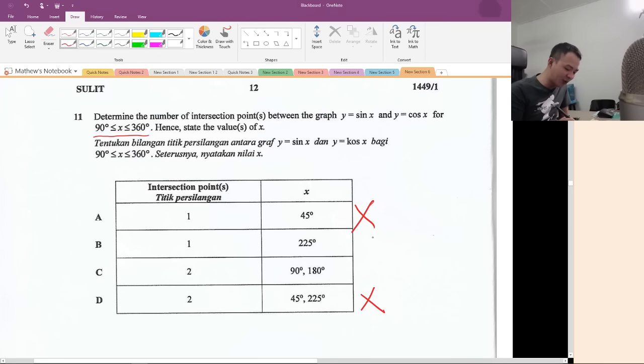So the easiest way for you to do it, you just type sine 225 and cos 225. If both of the answers here are the same, that means they intersect.